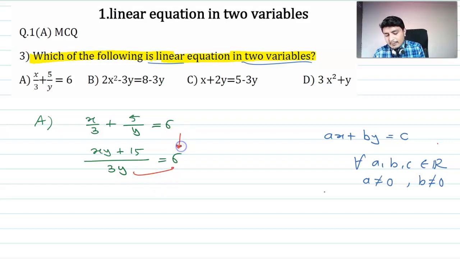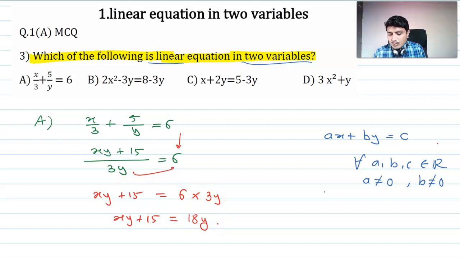Multiply to whom? Multiply to 6. So xy plus 15 is equal to 6 into 3y. So xy plus 15 is equal to 6 times 3, which is 18, times y. Look at the degree of each variable. Here the degree of y is not given, which means it is 1. But what about the first term? We have xy, so the degree of that term is 1 plus 1, actually 2. So that's why the first equation is not a linear equation in 2 variables.